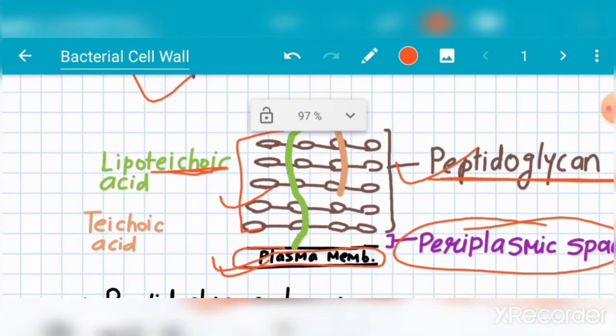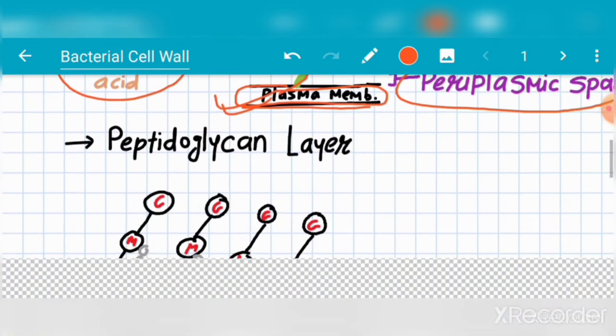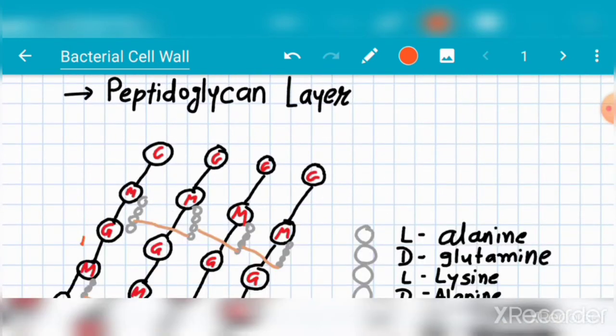And also we have teichoic acid. Two types of teichoic acids are present in gram-positive bacteria. One is lipoteichoic acid, which originates from the plasma membrane and extends upward. And the second is simple teichoic acid, which originates from the peptidoglycan layer. Now let's go into the detail about the peptidoglycan layer.